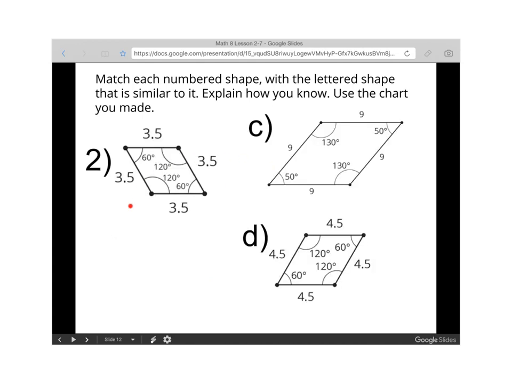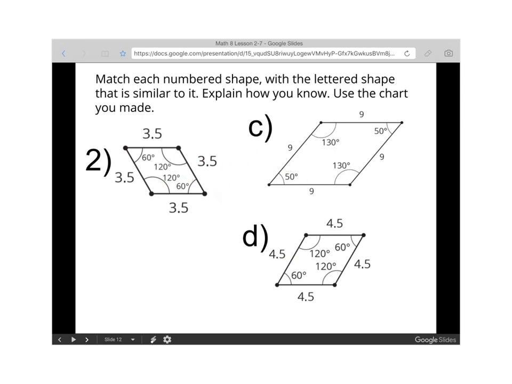Here's number 2. We want to compare this shape and find the similar shape, which is either C or D. Take a second and try it out. Alright, first if we look at the side lengths, 3.5 all the way around, both of these shapes have the same side length too, 9, 9, 9, 9 and 4.5, 4.5, 4.5, 4.5. So basically if we use the same scale factor, since all the side lengths are the same, it's going to work out for either of those.